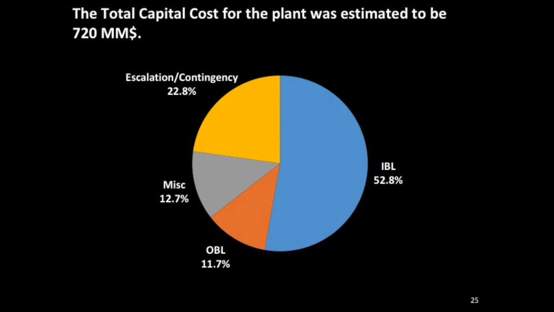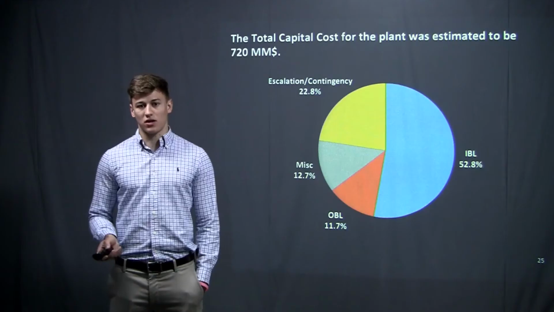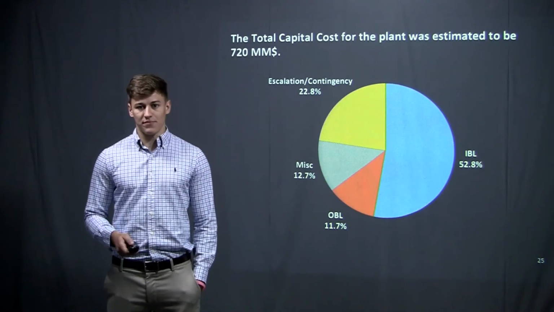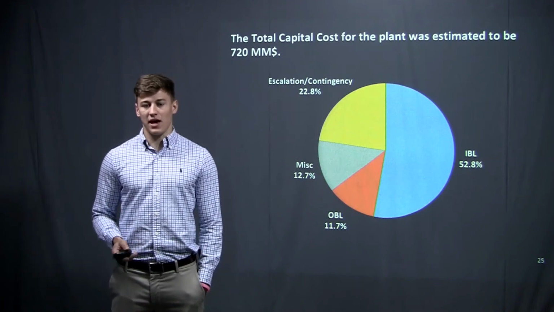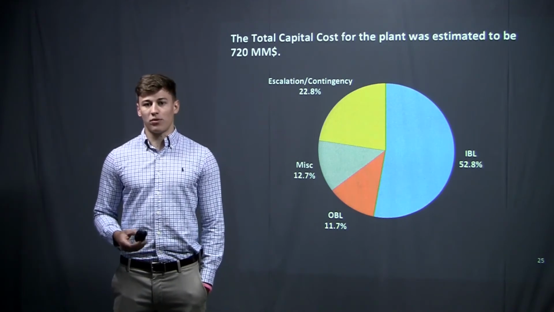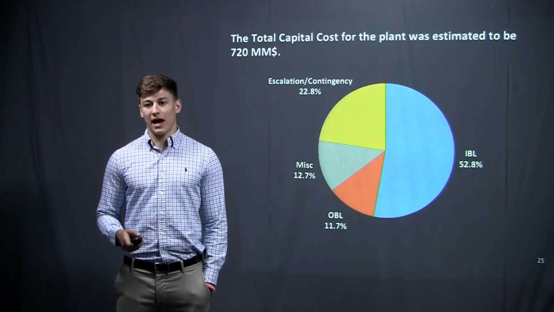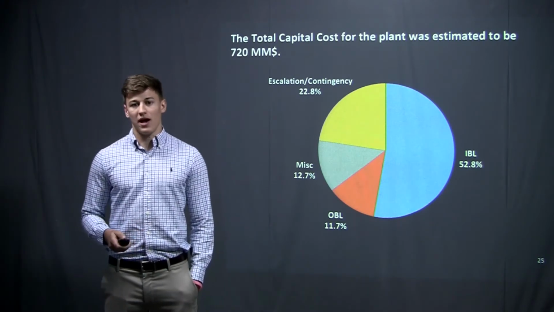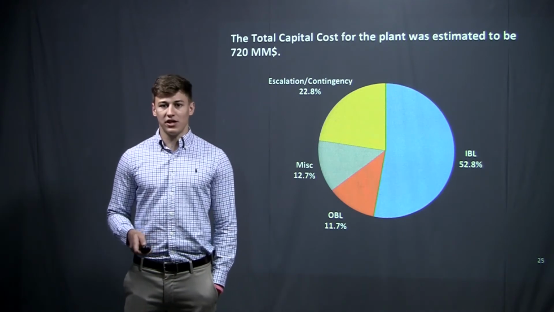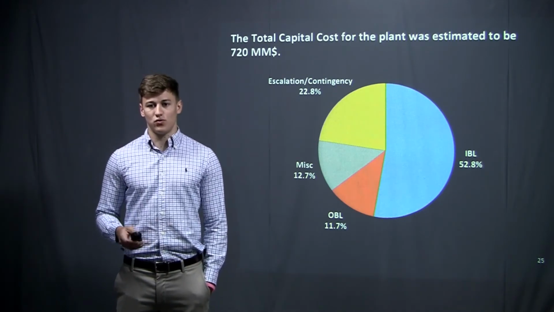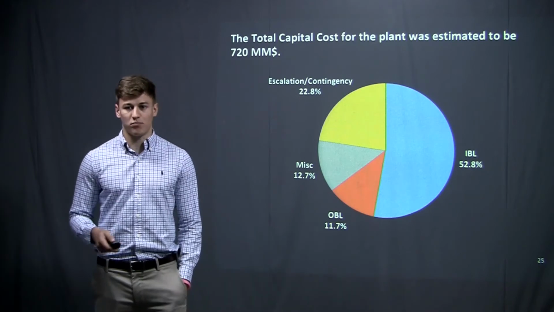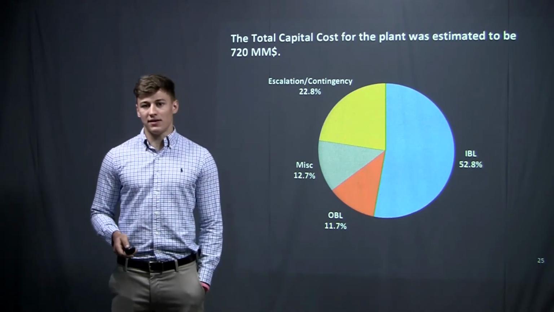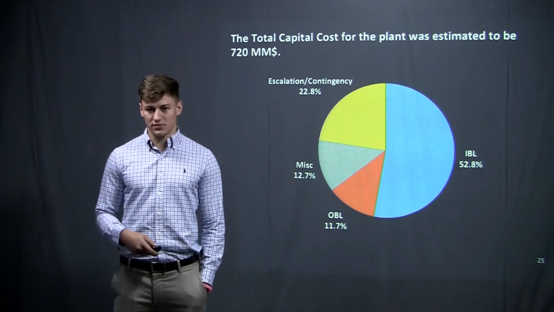So the overall total capital cost is around $720 million, and this is mostly due to the IBL, which is 50% of the cost. And like I said previously, this is due to the methanol synthesis and the steam reforming, where the compressors require a high capital cost, and also the furnaces used to heat up the streams in the steam reforming have a high capital cost too. Escalation is due to the inflation of the products or fuel that we're using, and this is basically based off the total capital cost.